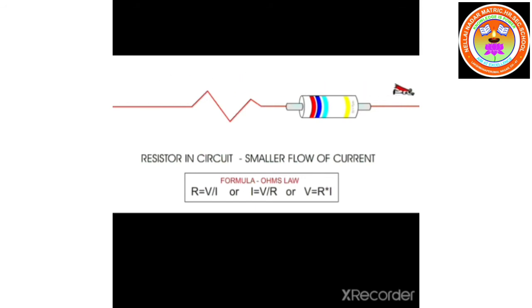So what's the formula here? R is equal to V by I. V is nothing but voltage and I is nothing but current. So the resistance of a conductor can be defined as the ratio between the potential difference across the ends of the conductor and the current flowing through it. So look at the first formula, that is the formula for the resistance: R is equal to V by I.